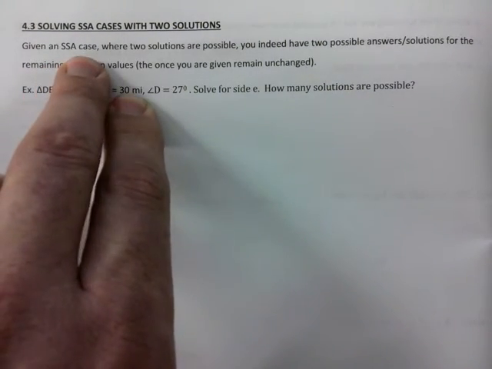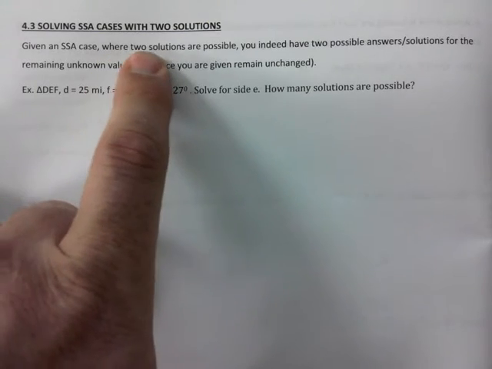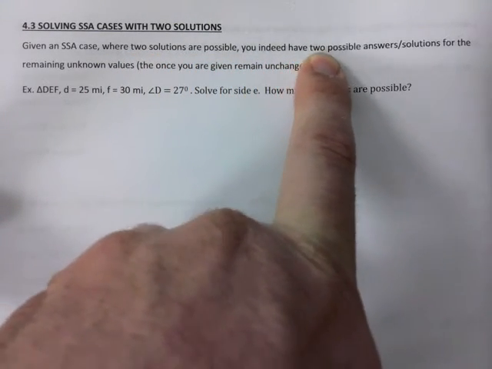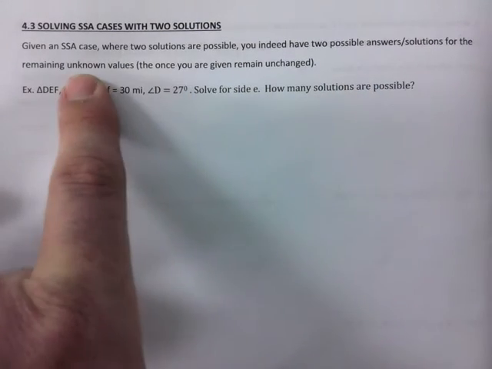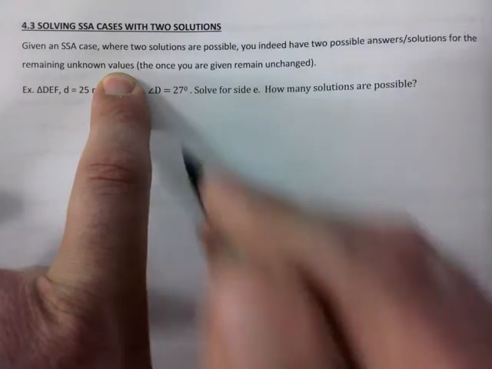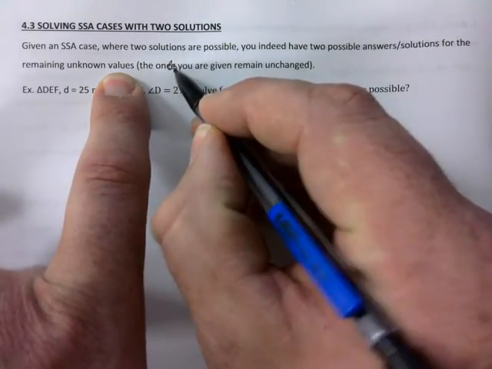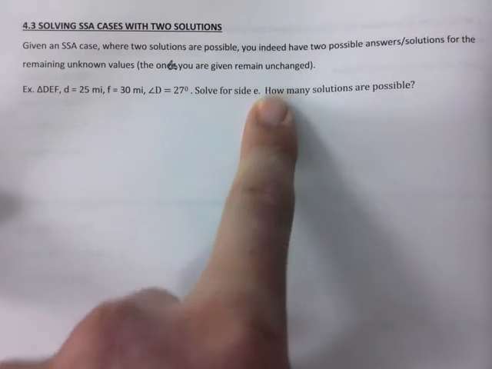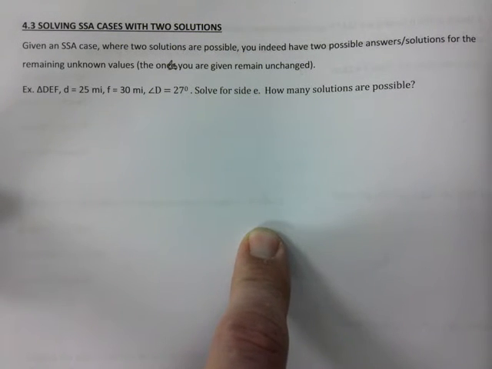Okay. So given an SSA case where two solutions are possible, you indeed have two possible answers or solutions for the remaining unknown values. Whatever happens, the ones you're given remain unchanged. The ones that they give you, those numbers are not going to change, but the other ones are.